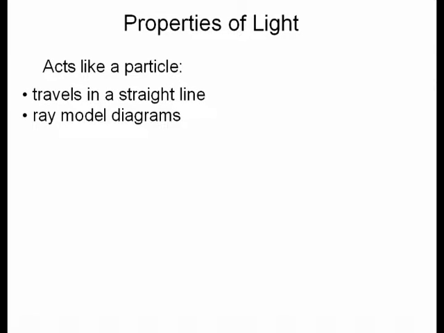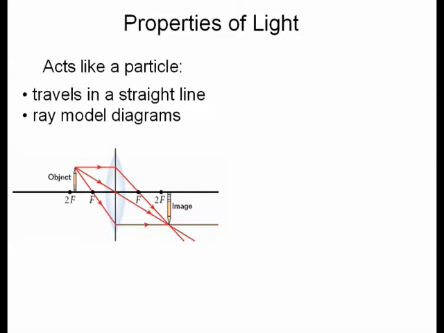Chapter 24 Notes, Properties of Light. There are different models we can use for light to help us explain different phenomena that it does. We've been using the particle model of light that says light acts like a particle, travels in a straight line, and we use that for our ray model diagrams.